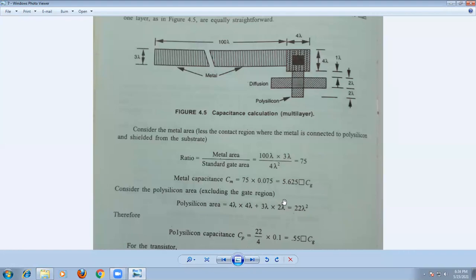There is the poly area, and there is a relative area. Polysilicon's relative area is equal to this one. Once you calculate the polysilicon's relative area, what is the polysilicon capacitance now? Polysilicon capacitance is equal to, what is the value? 22 into, yes, what is the value? The relative value of the poly to substrate capacitance is equal to this value.